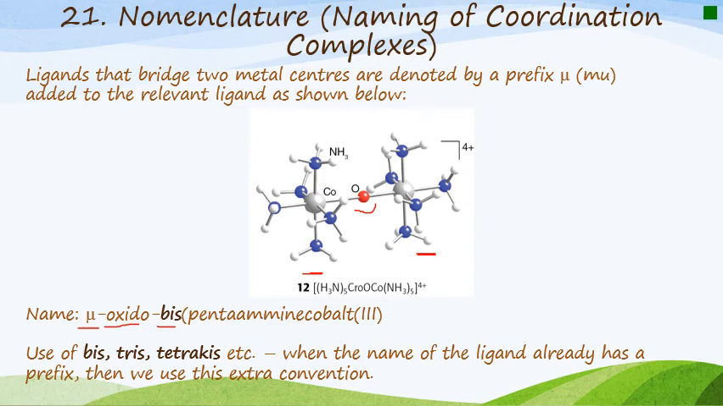Okay, the use of bis, tris, and tetrakis is generally when the name of a ligand already has a prefix. We can use this extra convention, and also, as I've explained previously, we use bis, tris, and tetrakis if 2 vowels are put together with one another. It makes it a lot easier. Each person has a personal preference, and it's well within the IUPAC rules.